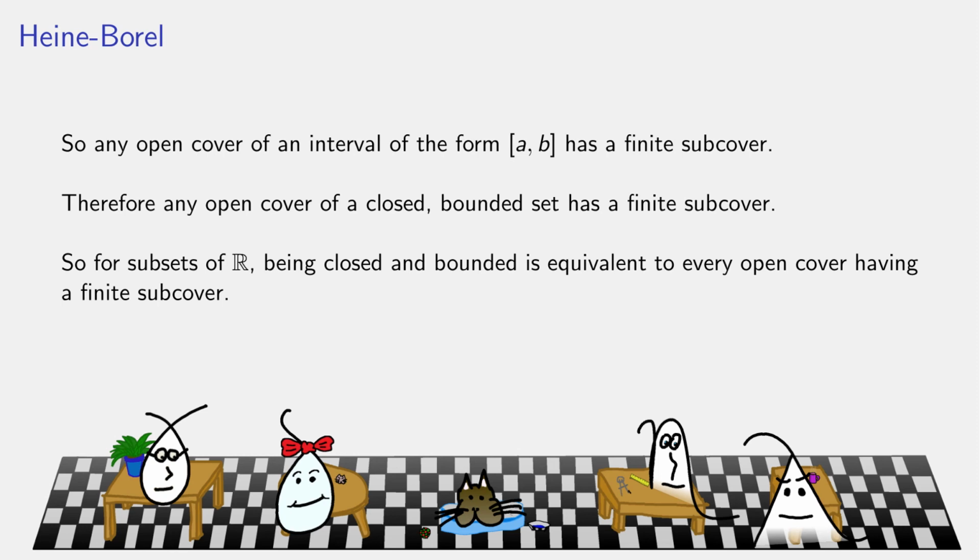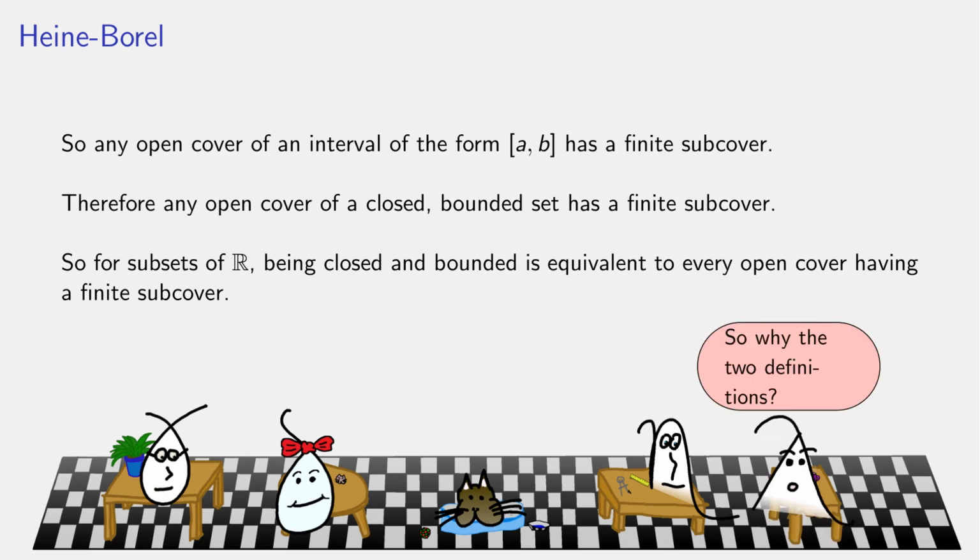At least when we're talking about subsets of the real numbers, being closed and bounded is exactly equivalent to every open cover having a finite subcover. Whew. So why do we bother? If they're the same definition, why do we have both of them?